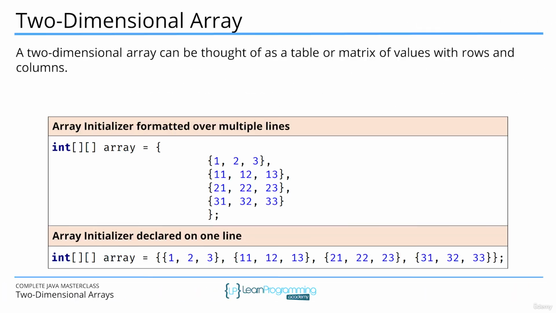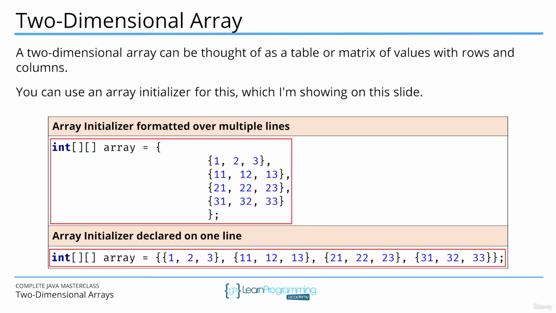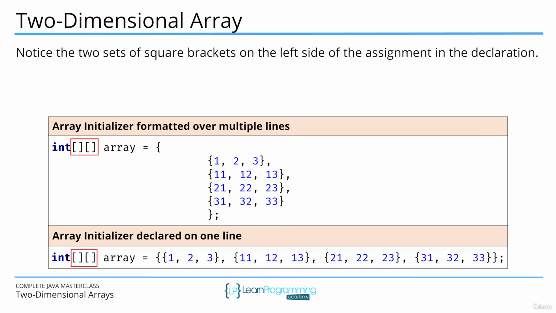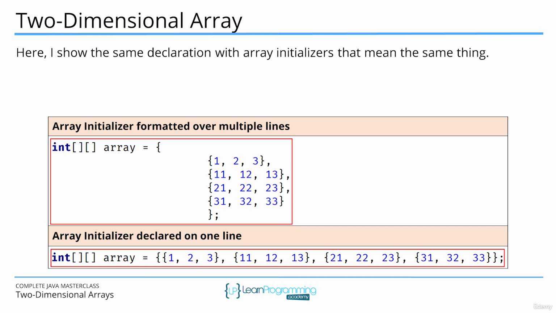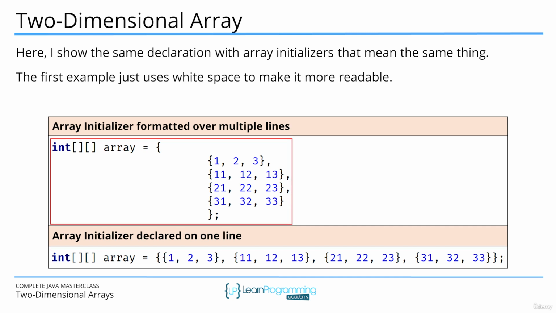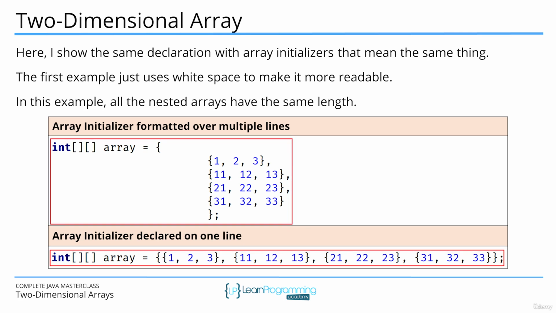A 2-dimensional array can be thought of as a table or matrix of values with rows and columns. You can use an array initializer for this, which I'm showing on this slide. Notice the two sets of square brackets on the left side of the assignment in the declaration. Using this type of declaration tells Java we want a 2-dimensional array of integers. Here I show the same declaration with array initializers that mean the same thing. The first example just uses white space to make it more readable. In this example, all the nested arrays have the same length.